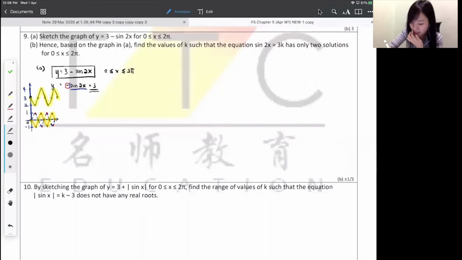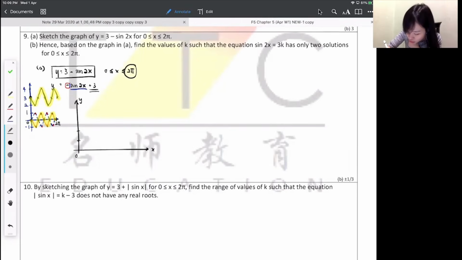And I repeat, every single graph is until 2 pi. So do they want you to draw until 2 pi now? Yes. So nothing special. You can draw a huge one now. You can draw the full form, 0 to 2 pi, because they want 0 to 2 pi.